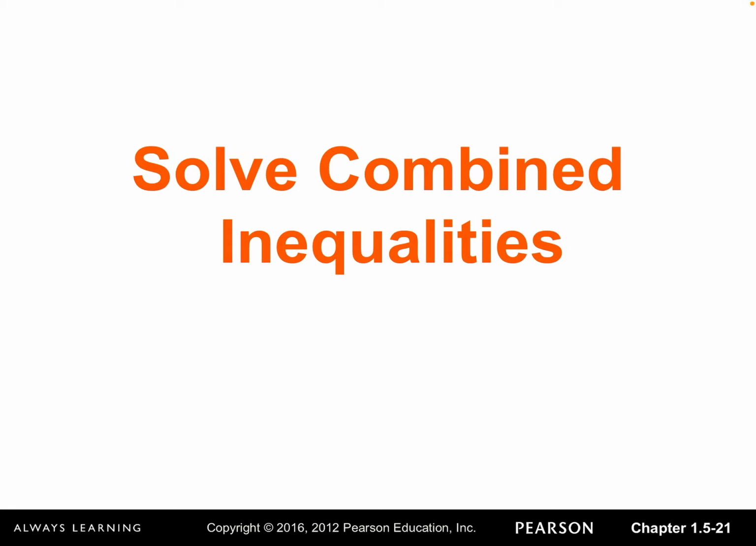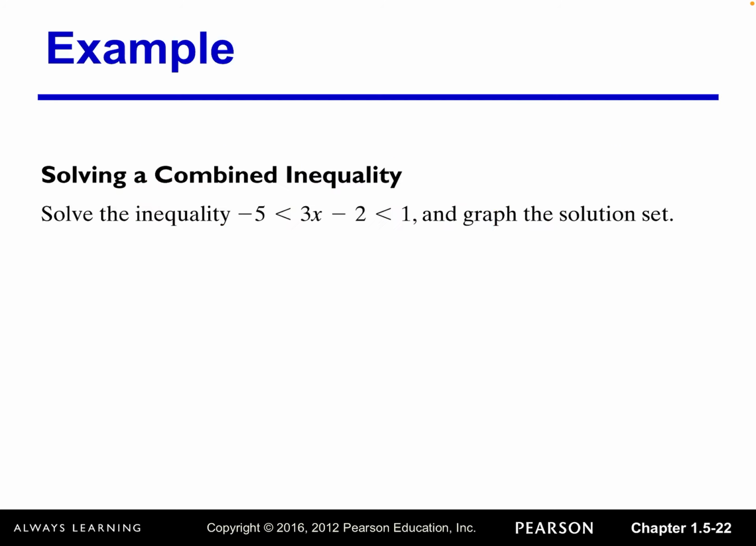Now let's look at how to solve combined inequalities. Solve the inequality -5 < 3x - 2 < 1 and graph the solution set. The way I solve a combined inequality is I treat it as 3 segments.